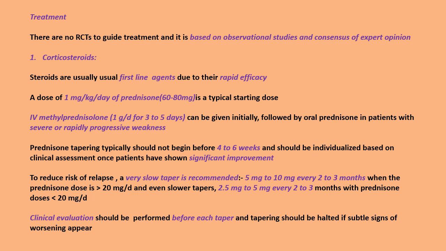Prednisone tapering typically should not begin before 4 to 6 weeks and should be individualized based on clinical assessment once patients have shown significant improvement. To reduce the risk of relapse, a very slow taper is recommended. Clinical evaluation should be performed before each taper, and tapering should be halted if subtle signs of worsening appear.